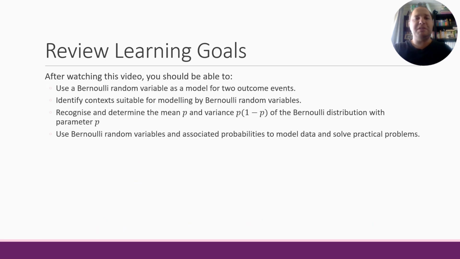After watching this video, you should be able to use a Bernoulli random variable to model two outcome events. You should be able to pick some context suitable for using Bernoulli random variables. A reminder of that: two possible outcomes and only one trial. And then recognize and determine the mean and variance as done with our last example, and also do some practical problems like we did in that last example too.